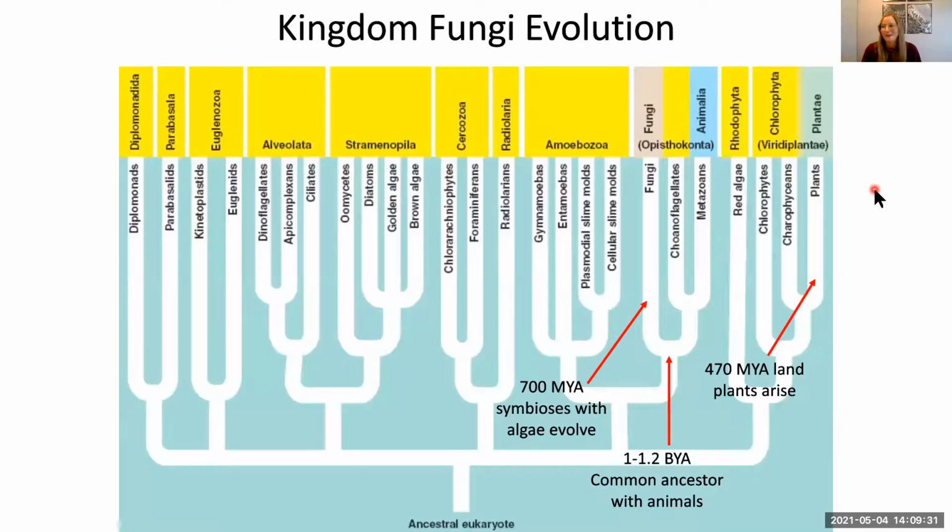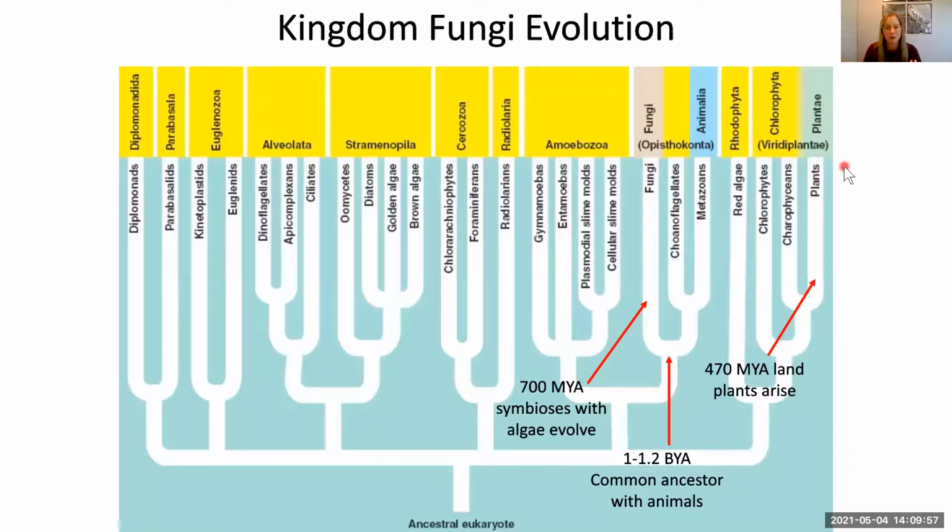Let's talk a little bit about how fungi evolved. So here I've got this great phylogenetic tree. It's a big tree. Down here we have the original eukaryotes. Then we have this branching event that gave us all the different types of creatures on Earth. So amoebas, euglena, all sorts of stuff. Over here we have fungi, over here we have animals, plants are here.